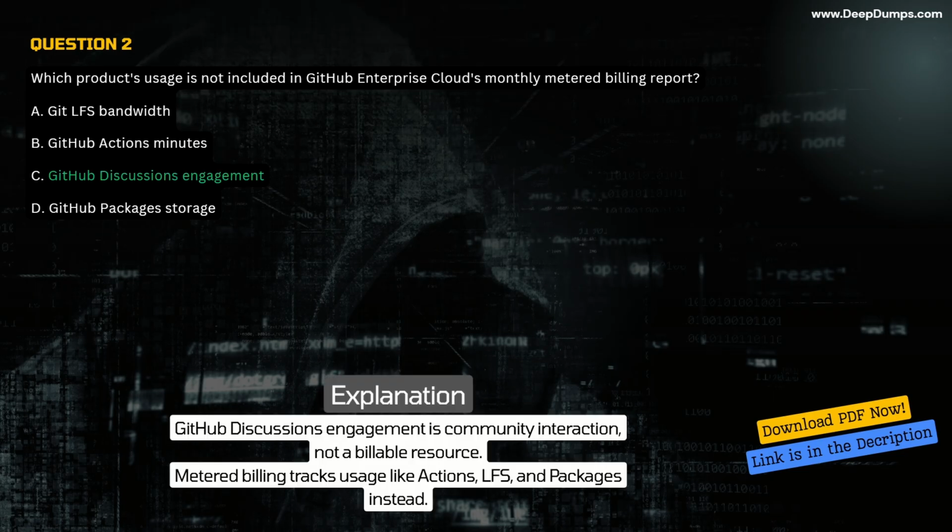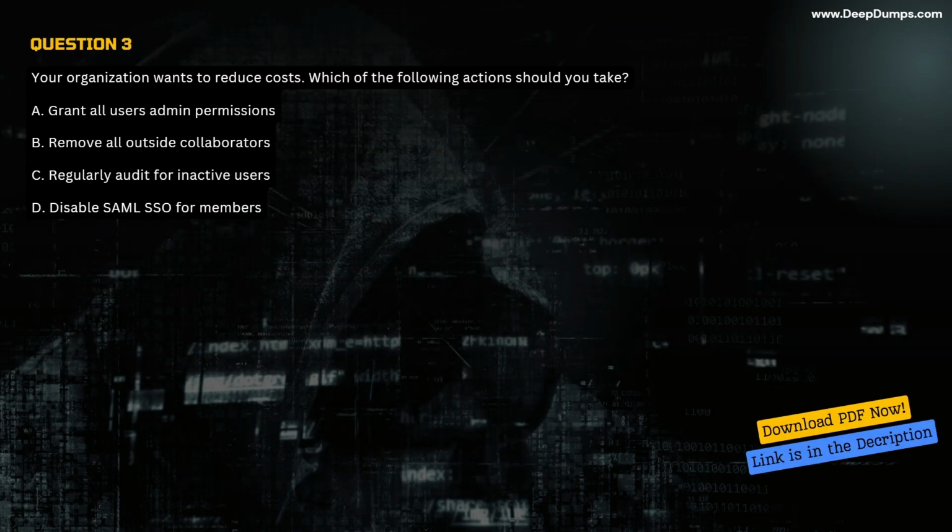Explanation. GitHub Discussions engagement is community interaction, not a billable resource. Metered billing tracks usage like actions, LFS, and packages instead. Question 3. Your organization wants to reduce costs. Which of the following actions should you take? A. Grant all users admin permissions. B. Remove all outside collaborators. C. Regularly audit for inactive users. D. Disable SAML SSO for members.